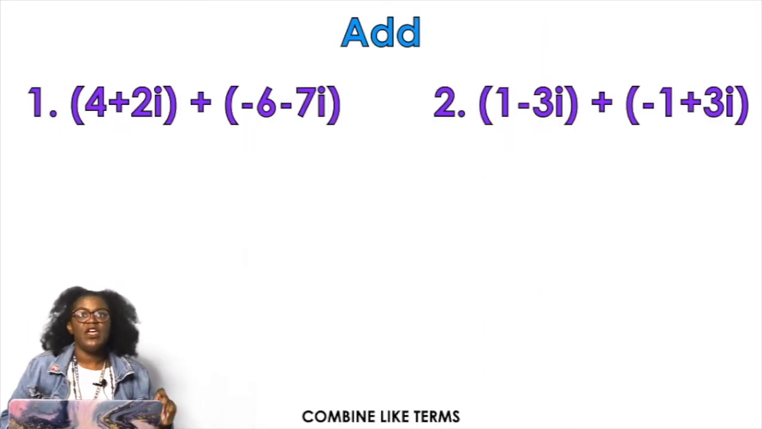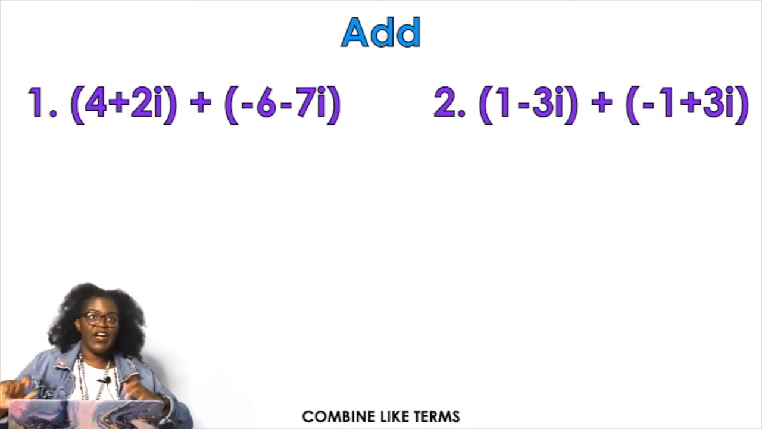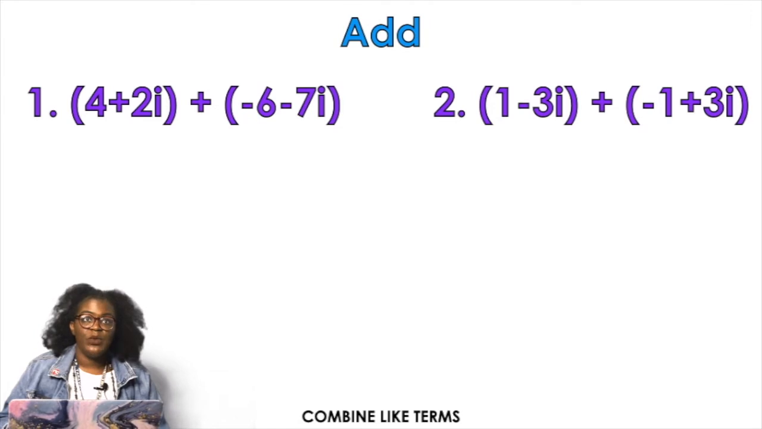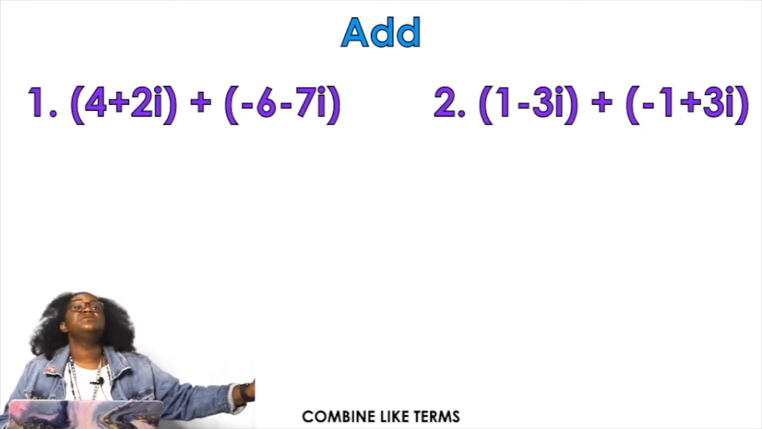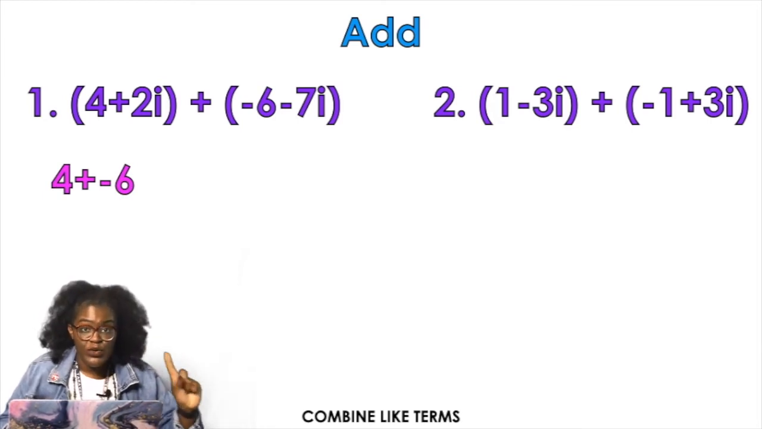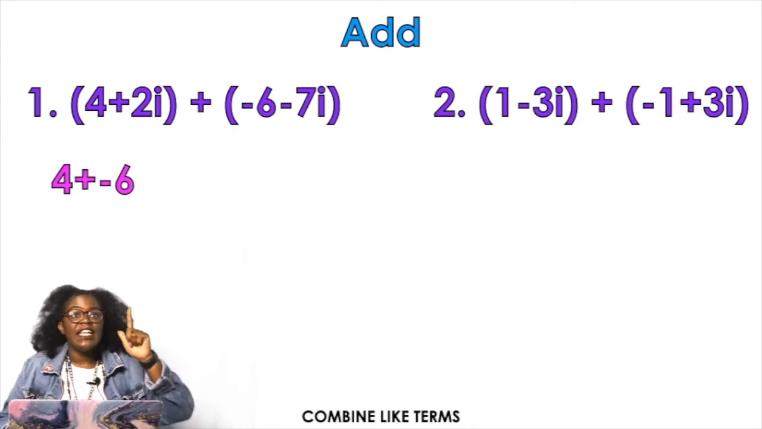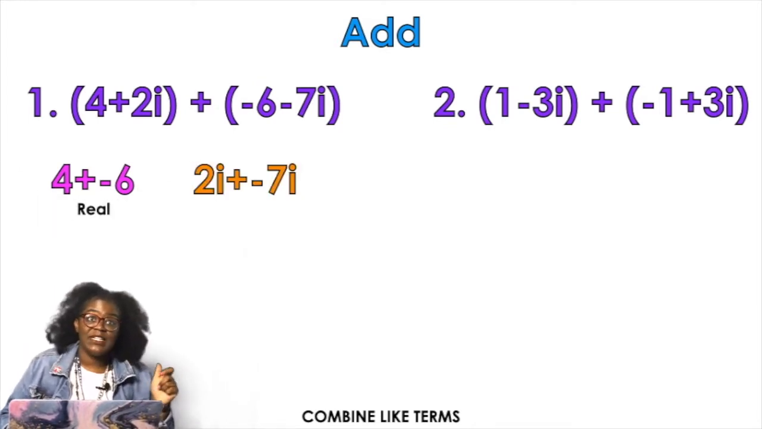changes. Okay, so operations, we are going to add. So for number one, we are going to combine like terms. So we're going to do 4 plus negative 6 because real goes with real. Real recognize real. And then imaginary plus imaginary, 2i plus negative 7i.